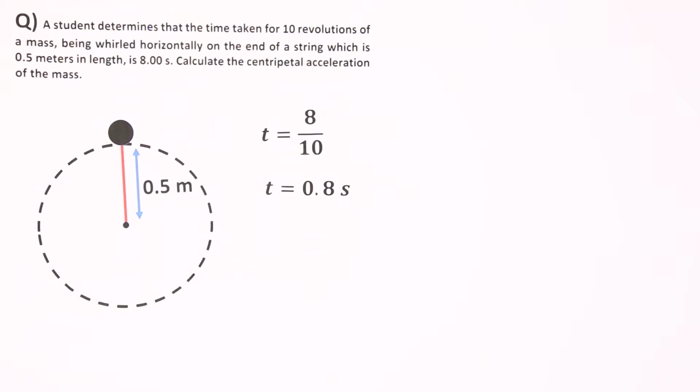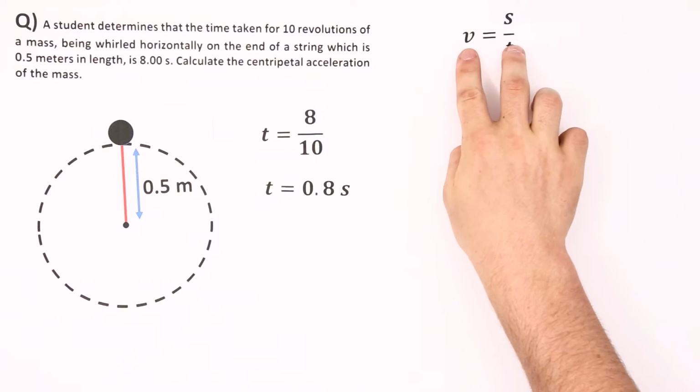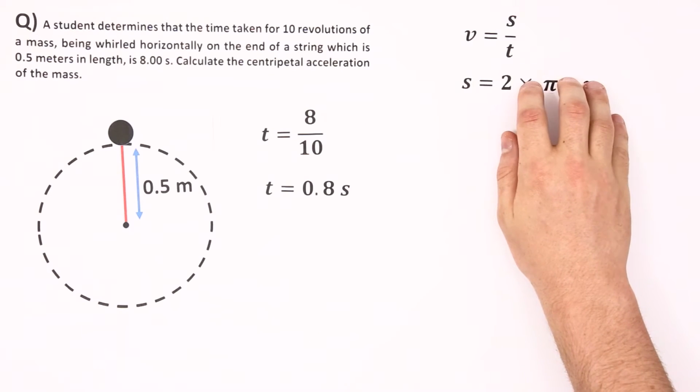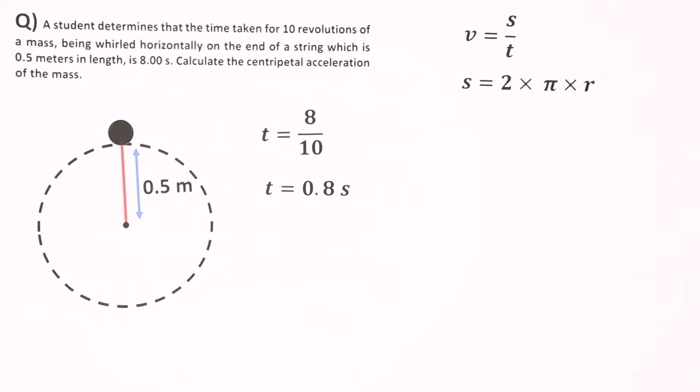Next, we assume that the velocity of the mass remains constant throughout the entire circular motion. Therefore, we can use velocity equals displacement on time, which is on our formula sheet. We know that time is equal to 0.8 seconds, but the trick here is to remember that displacement is equal to the circumference of that circular path. So S is equal to 2 pi r.